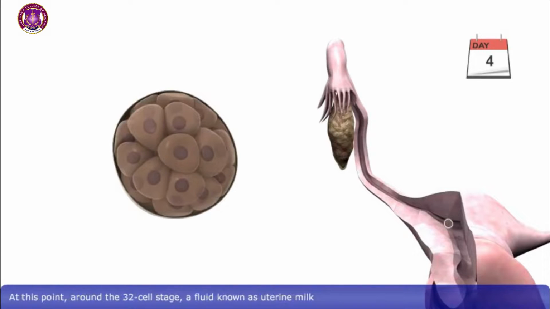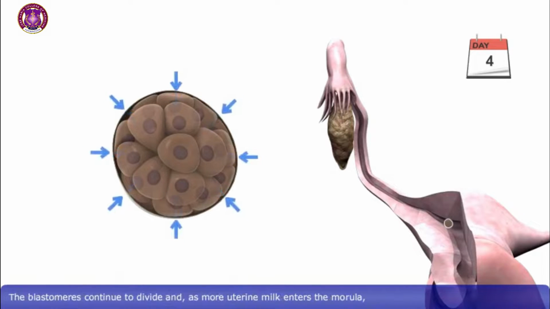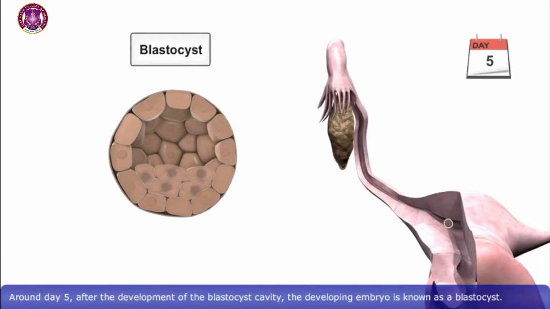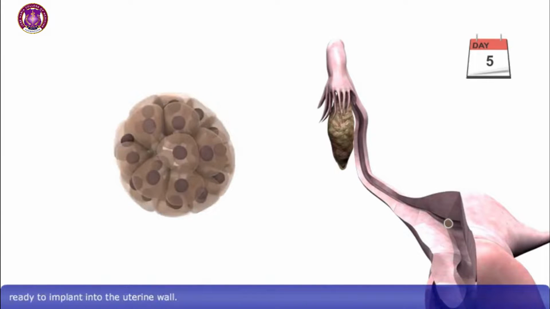At this point, around the 32-cell stage, a fluid known as uterine milk starts to penetrate the zona pellucida to nourish the blastomeres. The blastomeres continue to divide, and as more uterine milk enters the morula, they develop a central fluid-filled cavity known as the blastocyst cavity or blastocele. Around day 5, after the development of the blastocyst cavity, the developing embryo is known as a blastocyst. Around this time, the zona pellucida degenerates and the blastocyst hatches into the uterine cavity, ready to implant into the uterine wall.